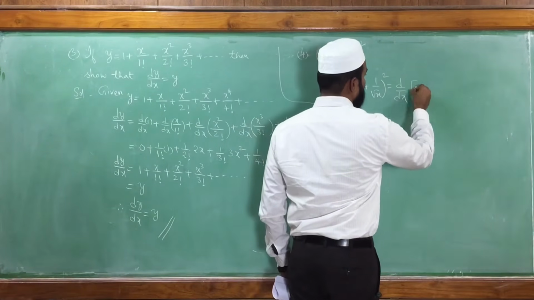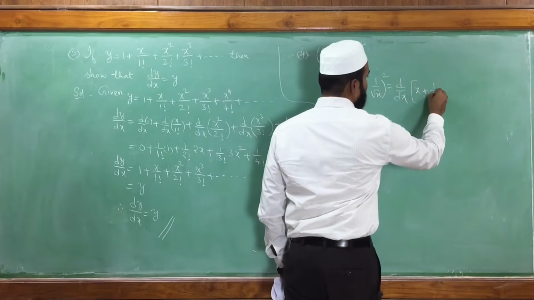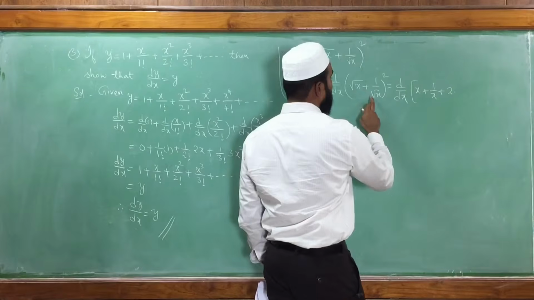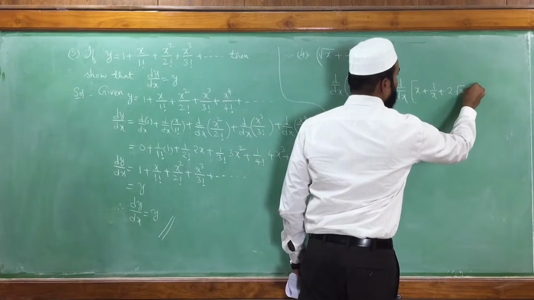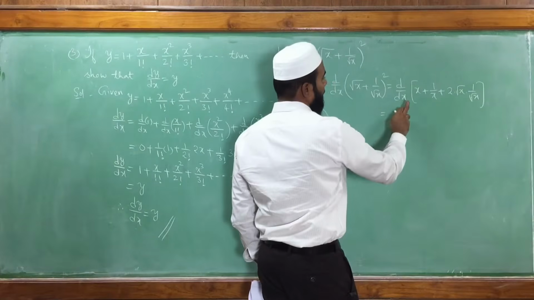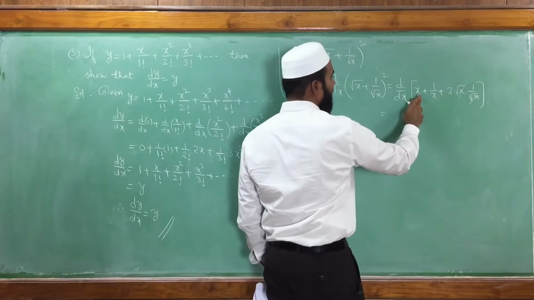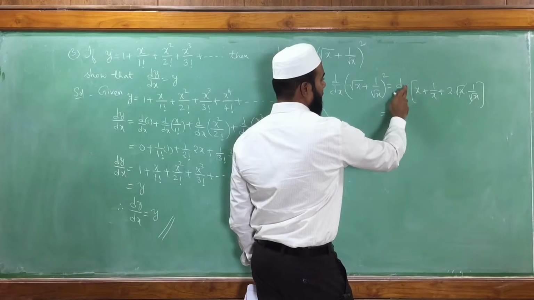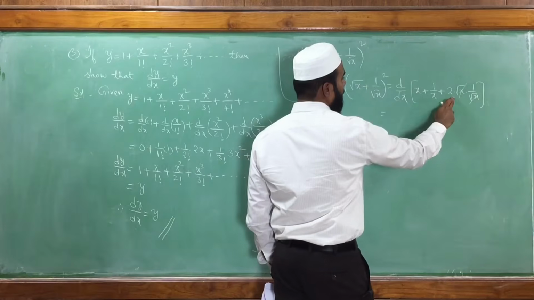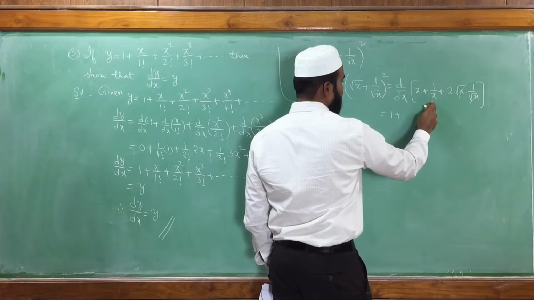So, what will remain? x plus 1 by root x whole square: 1 by x will remain, plus 2 into root x into 1 by root x. This is equal to, now you separate, this root x will get cancelled, only 2 will remain here. First, derivative d by dx of x, then d by dx of 1 by x, then d by dx of 2. So, d by dx of x is 1, plus d by dx of 1 by x.